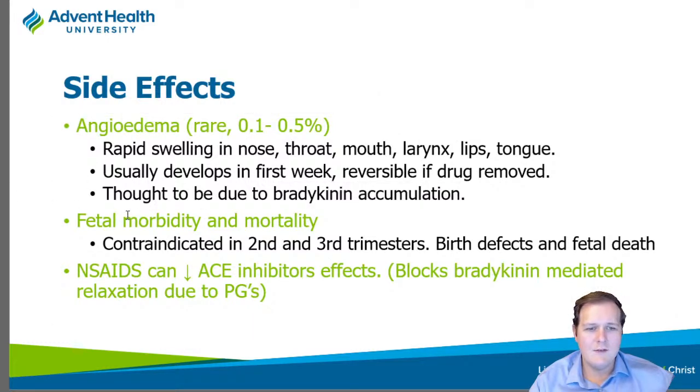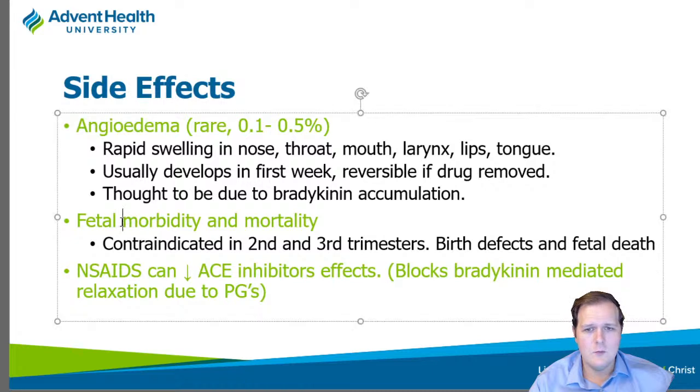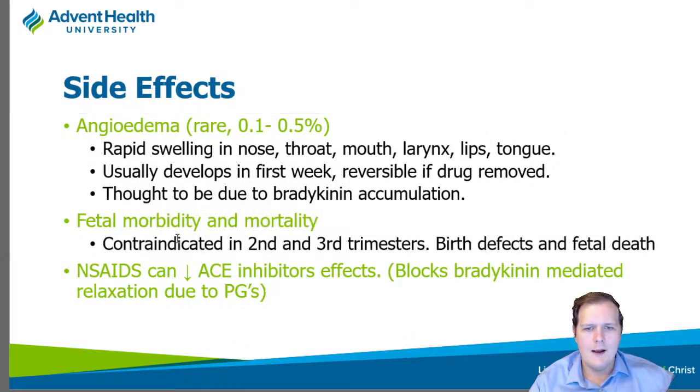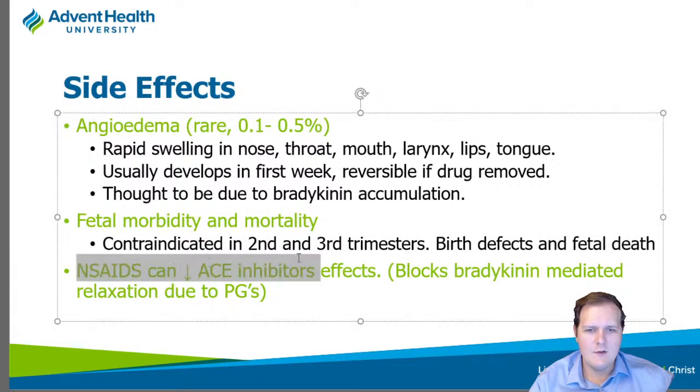You also do not want to give this to pregnant patients. Fetal morbidity and mortality, these are going to be category X for those patients. We'll talk about pregnancy categories next semester, but category X is no go. You don't want to use it. Just like with statins, you don't want to use that in pregnant patients. You don't want to use these either, okay? We'll talk about pregnancy later and which drugs are preferred for them. And then you're going to see that NSAIDs can actually decrease ACE inhibitor activity, and this has to do with some of the relaxation effects of the prostaglandins, kind of like what we were talking about on the glomerulus earlier there.